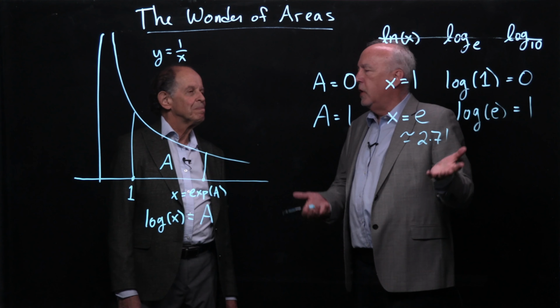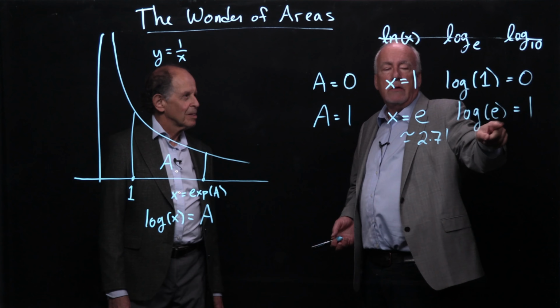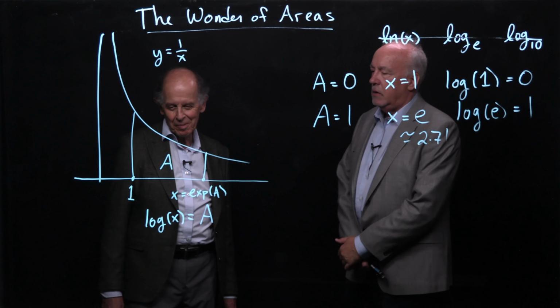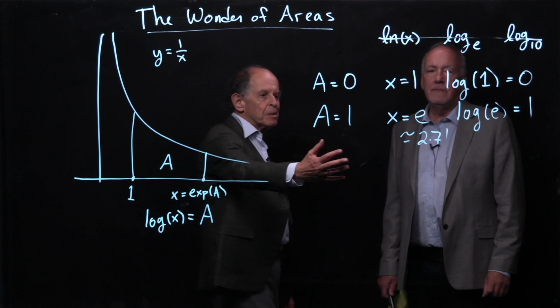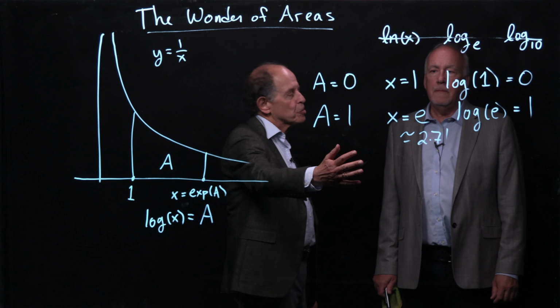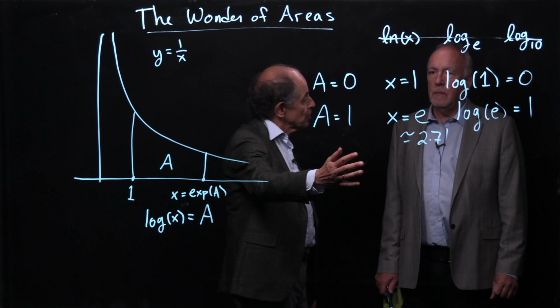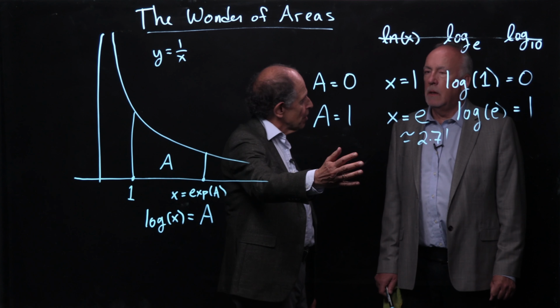If we had base 10 logs, we'd find out the log of 10 was equal to 1. Okay. This is a wonderful result. Can you summarize exactly what that means? And is it also related to something we've studied before in a slightly different context?